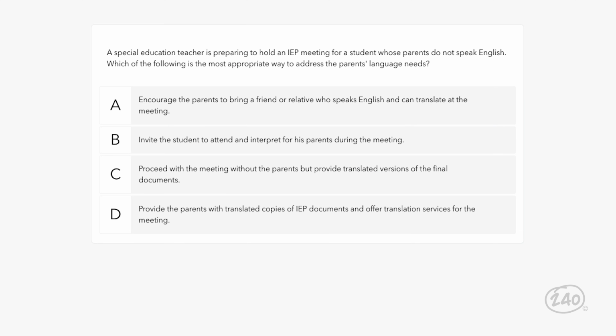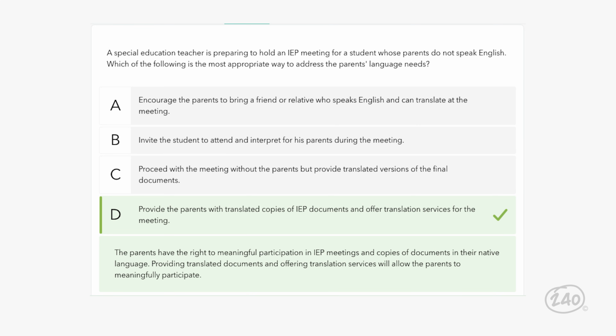Let's throw you one about collaborating with parents. A special education teacher is preparing to hold an IEP meeting for a student whose parents do not speak English. Which of the following is the most appropriate way to address the parents' language needs? One of the ways a special education teacher can effectively collaborate with parents is by making sure they are equipped to participate meaningfully in meetings about their child's education. It's not anyone else's responsibility to assure the input is comprehensible to parents. And providing translated documents after the meeting does not allow parents to participate during the meeting. That means Choice D is best.